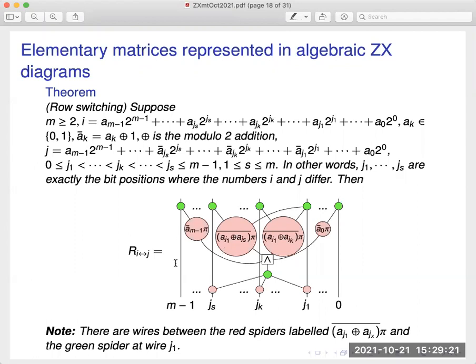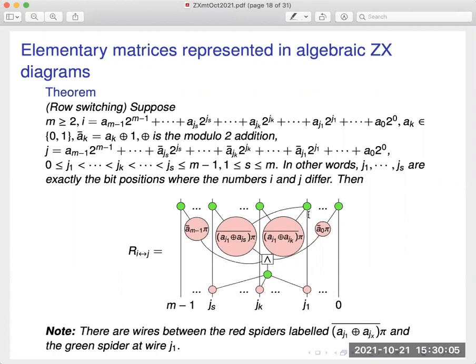So for the wires where I and J's binary expansion bit positions are the same, like position 0 or m minus 1 for example, you don't need to do anything, just do it like before. You take the coefficient of I, and because it's the same as b, then take the complement and times pi. But for the branches, for the lines we labeled by J1 or JK, J S, then you should be careful.